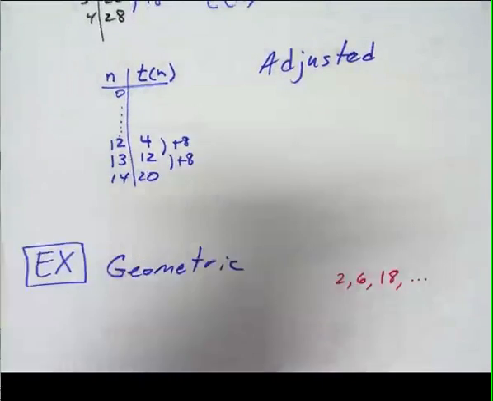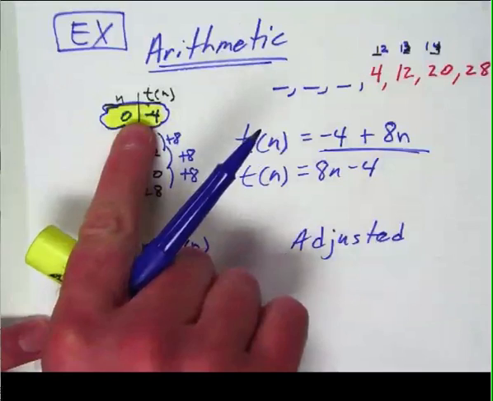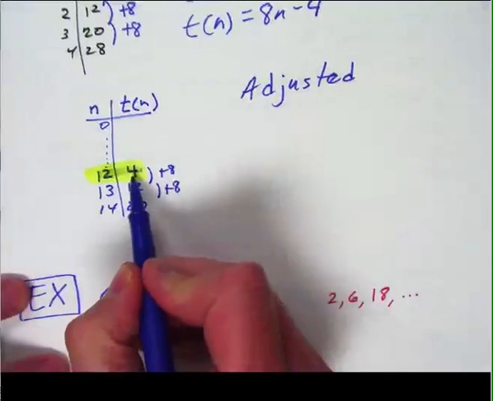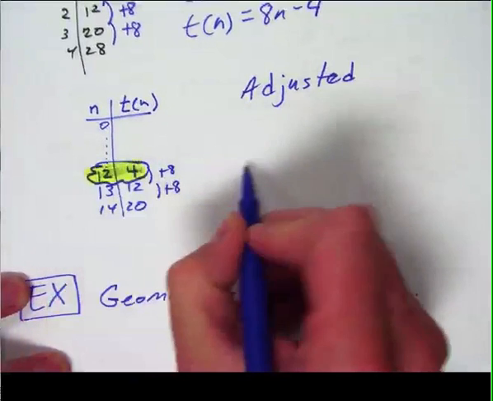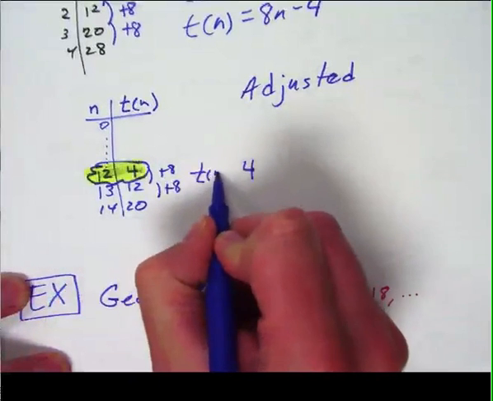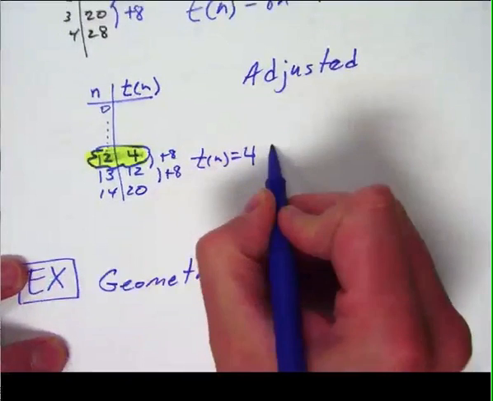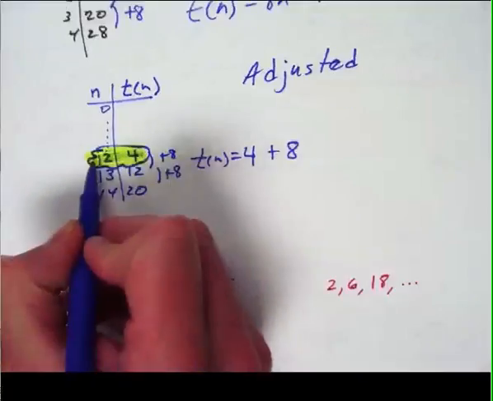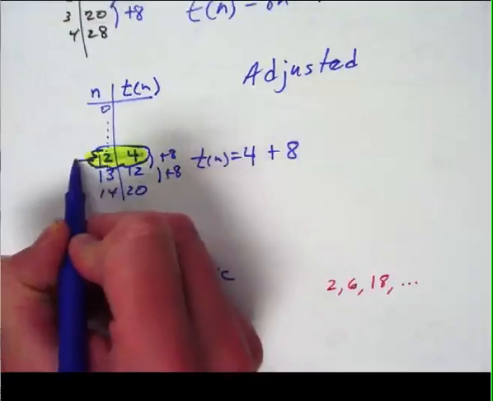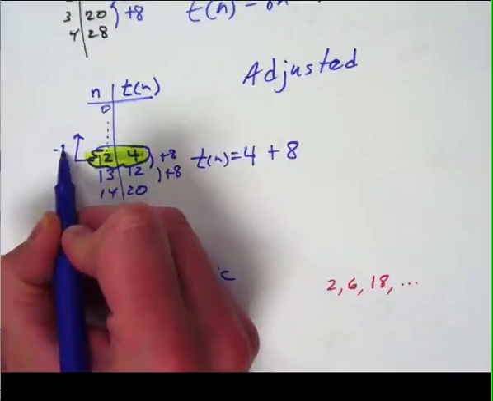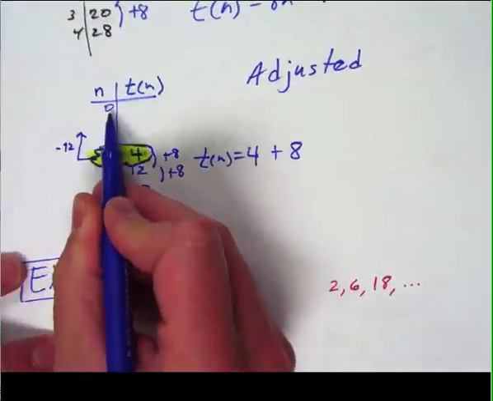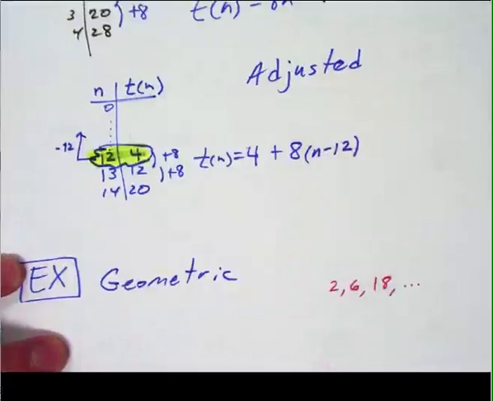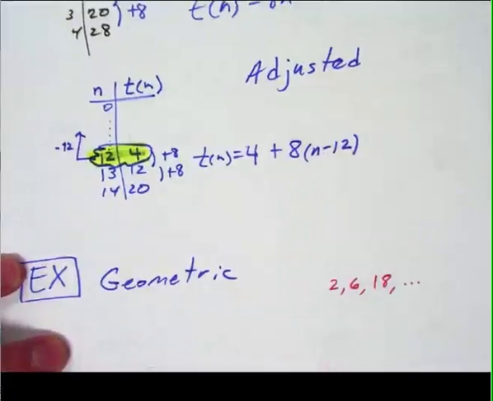So adjusted sequences let us do this. Instead of starting where zero is, we're going to start right here, at 4. This is now our starting value of 4. So t of n, our sequence, equals 4, and then it's adding 8 every time. The only difference is I adjusted it. How many places? Well, I would have to take this 12 and subtract 12 moves to get back to 0. So I just call this n minus 12, because I'm 12 places back. That would get me back to the zero value, and I've got it set up.